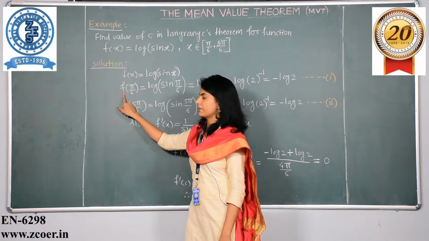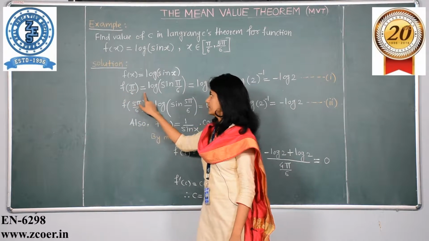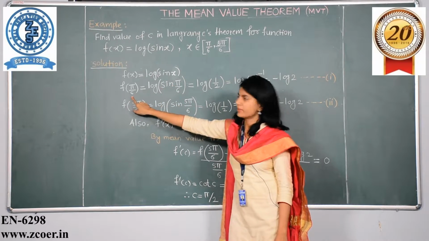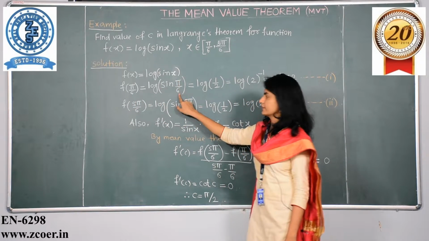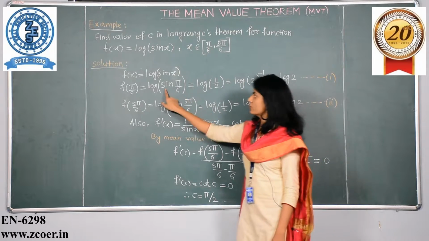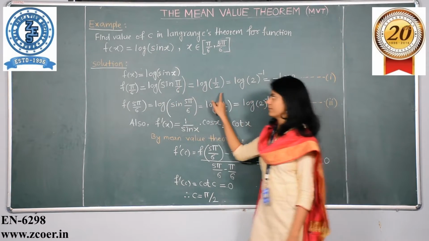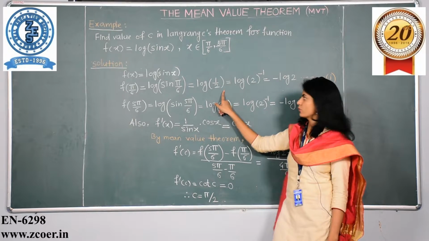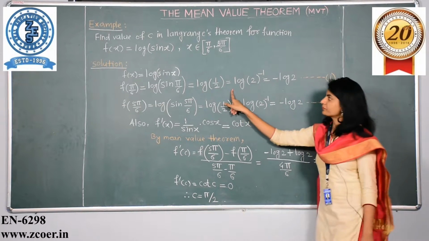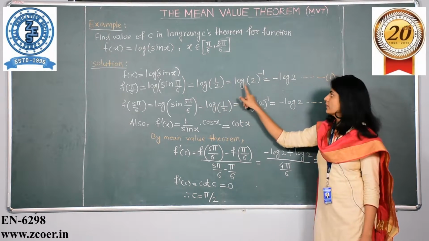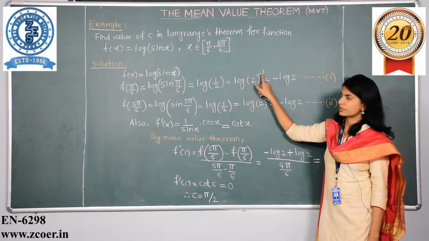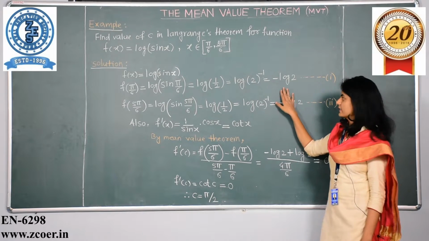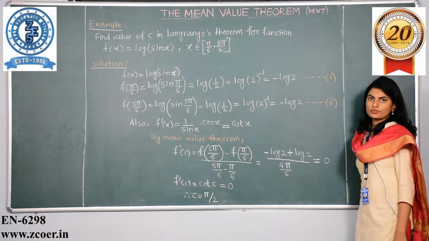So the first value is pi by 6, so f(pi by 6) is equal to log of sin pi by 6. We know the value of sin pi by 6 is 1 by 2, so this is equal to log of 1 by 2, which is log of 2 inverse. This is equal to minus log 2. So let us consider this as equation 1.